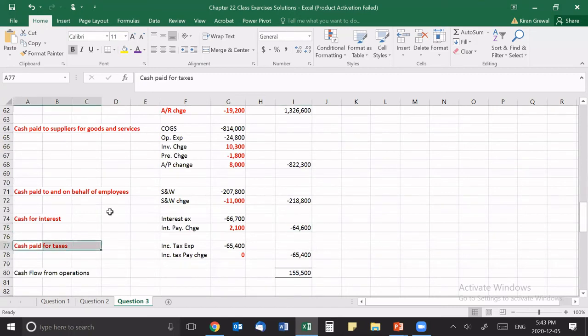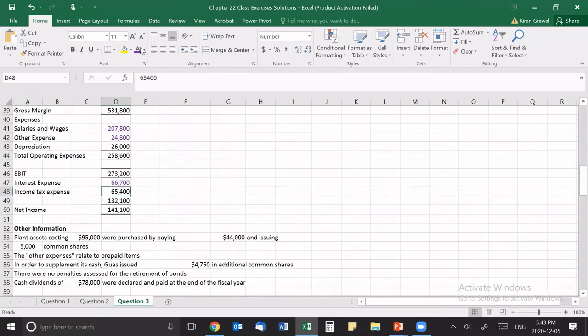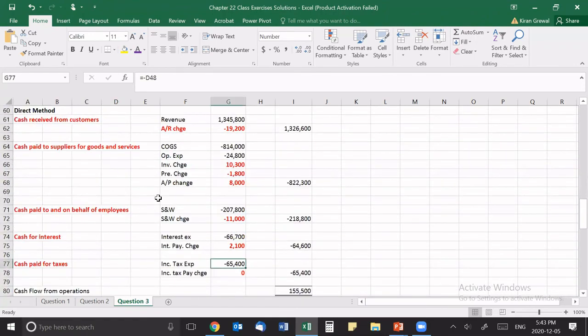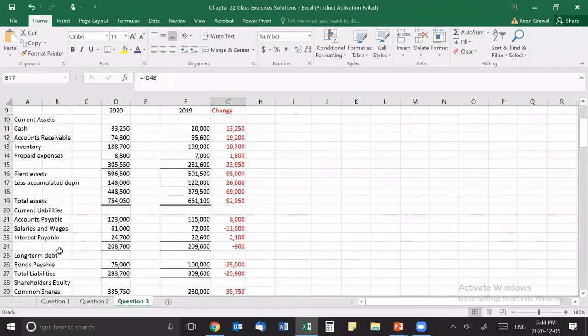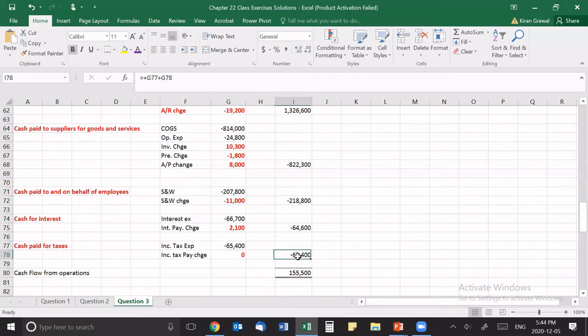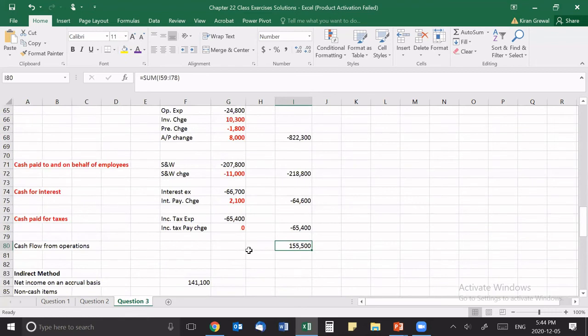And the last one, cash paid for income tax. So we have here income tax expense, 65,400. So it's a negative again. And then let's go look at income tax payable or income tax receivable. Doesn't look like we have either. We don't have income tax payable or receivable. So that doesn't need to be adjusted by anything. So we have 0. And then we're going to add up all these amounts, and we're going to get the net cash flow from operations or operating activities is 155,500. Okay.